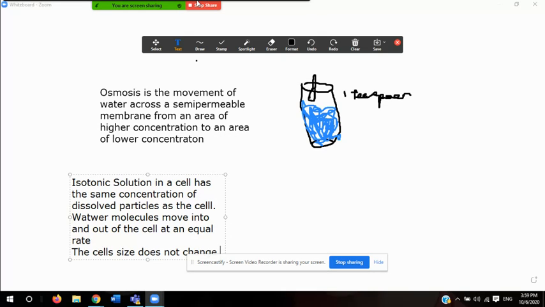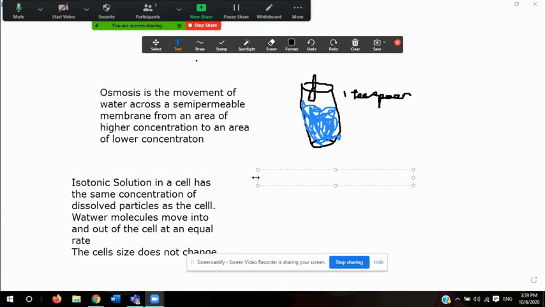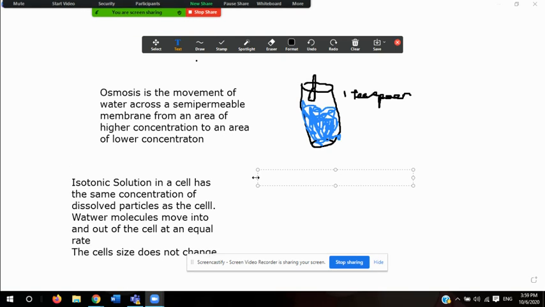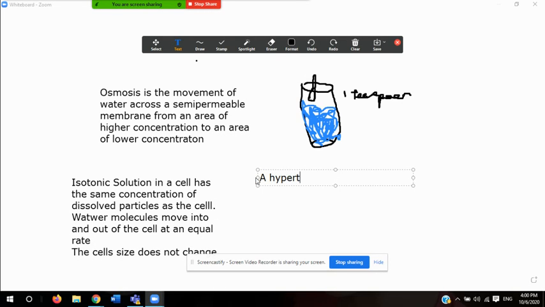But what if we talk about different types of solution? What if we talk about a hypertonic solution? Okay, so let's talk about a hypertonic solution. We'll say that a hypertonic solution has a higher concentration of dissolved particles than a cell.